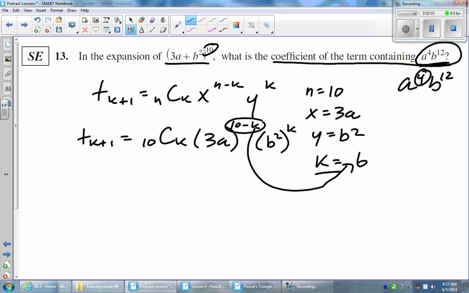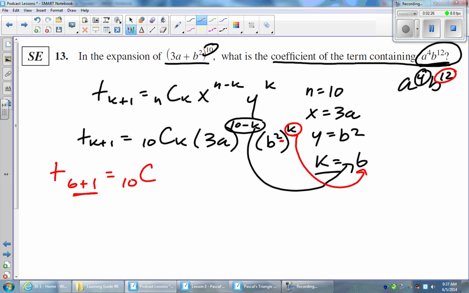You can say the same thing for the b as well. Remember, we want a power of 12 on the b. Right now it's 2 to the power of k. The only number that fits in there is 6. So let's go ahead and plug in that k value. So k is equal to 6, plus 1. As you can see here, we're actually trying to find the seventh term.